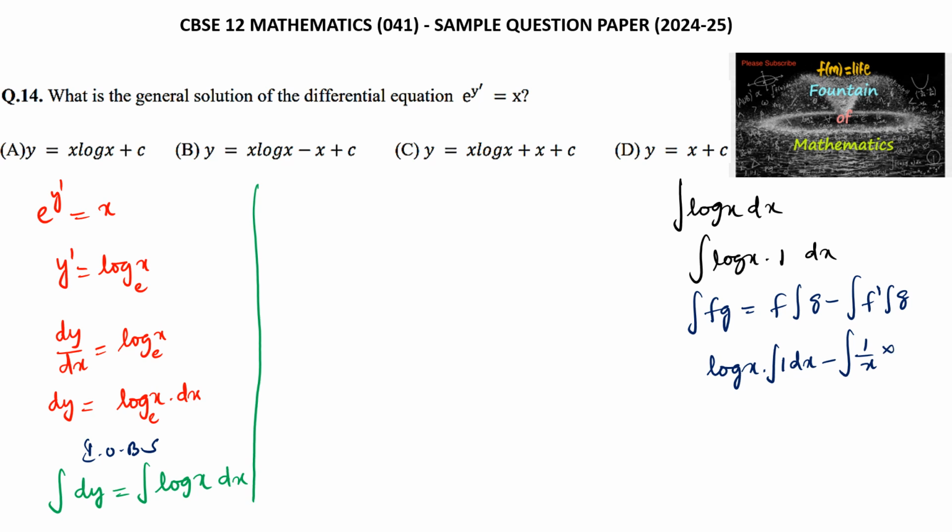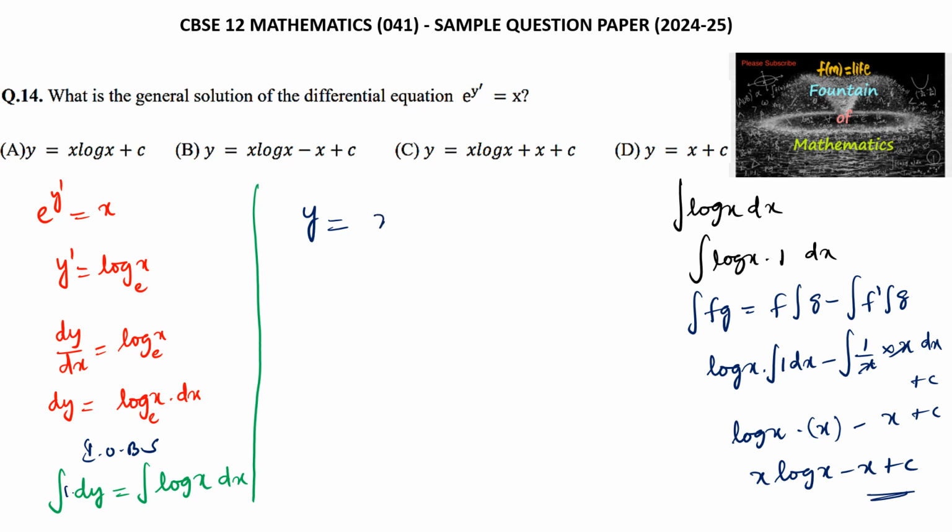1 upon x into integration of 1 dx is x dx plus c, that is log x into integration of 1 dx is x minus integration of 1 dx is x plus c, that is x log x minus x plus c is the integration of log x. So we can write integration of 1 dy is y. So y is equal to x log x minus x plus integral constant c. So which is our option B.